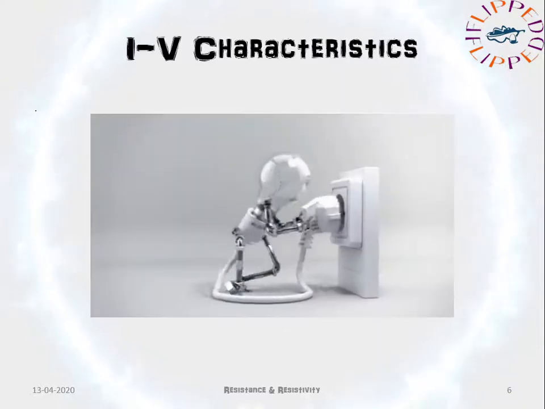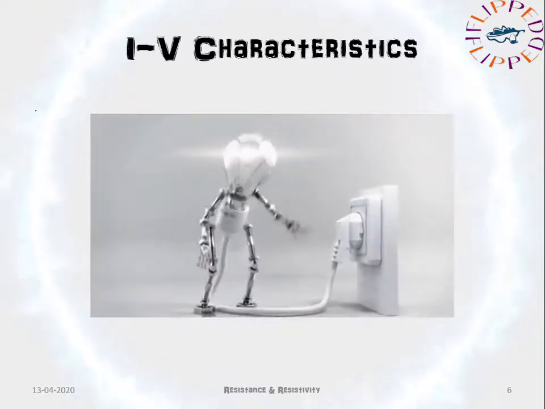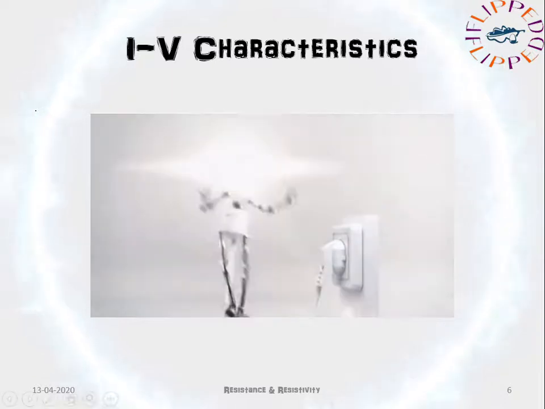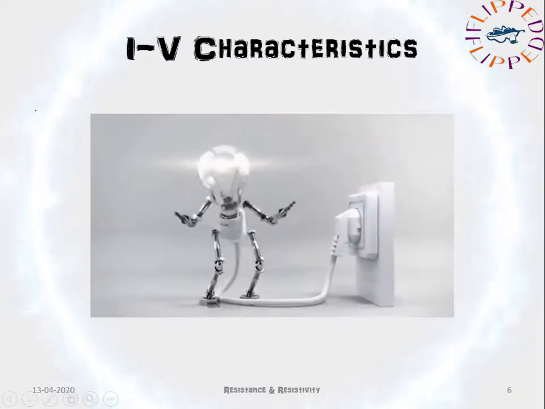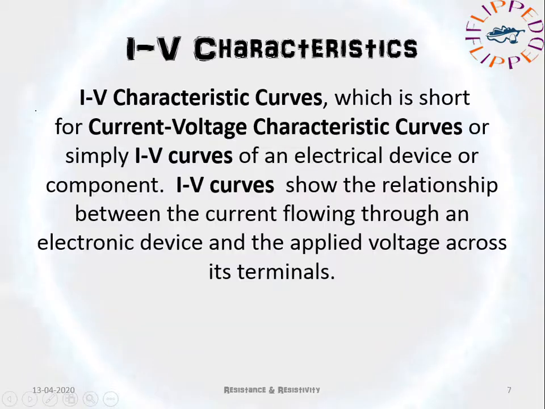Okay, so the IV characteristics, we're going to look at the IV characteristics and just make sure that we remember them from IGCSE. Okay, so the next part here, firstly, what is an IV characteristic? IV characteristics are current voltage characteristic curves, or simply IV curves of an electrical device or component. IV curves show the relationship between the current flowing through the electronic device and the force applied, or the voltage applied across its terminals.